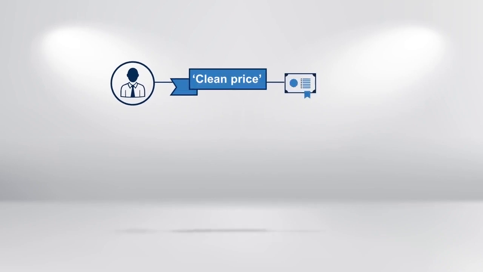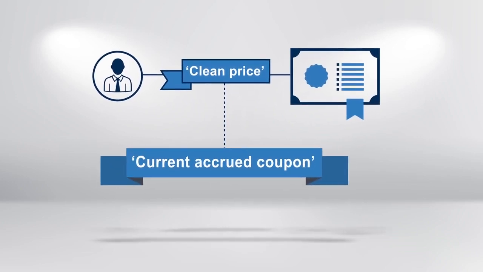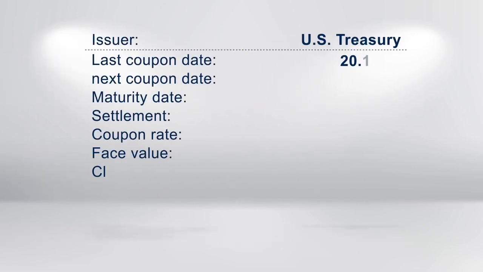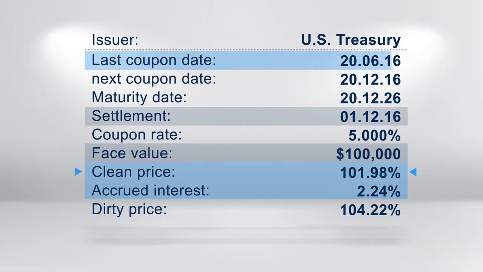We've seen that the bond investor pays the clean price when they buy a bond. However, the investor has also got to pay for the current accrued coupon on the bond. So what does this mean? Once again, let's work through an example to explain the process. On the 1st of December 2016, what we call the settlement date in the bond market, we decide to buy the bond shown here with a face value of $100,000. The clean price is 101.98%.